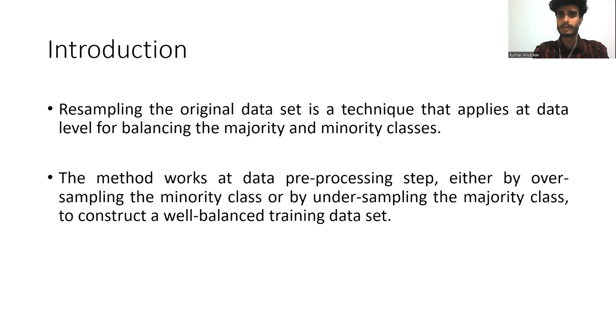So sampling method is a technique that applies at the data level for balancing the majority and minority classes. So the question arises here: what is majority class and what is minority class? Let's get clear with an example. Consider a data set that contains two classes. The class that is present in a very large number in the data set is known as the majority class, and the class that is present in very small number is known as the minority class. Basically this method works at the data pre-processing step, either by oversampling the minority class or by undersampling the majority class. We do this to construct a well-balanced training data set.